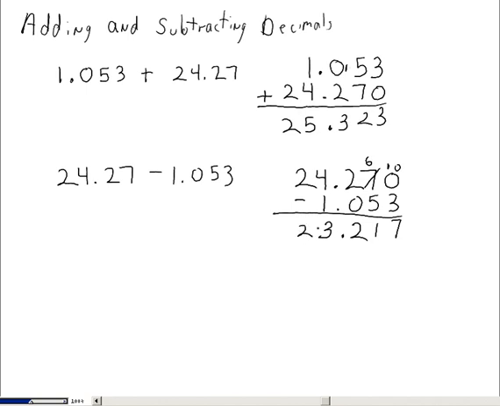So I get 23.217, or 23 and 217 thousandths. That'd be good.